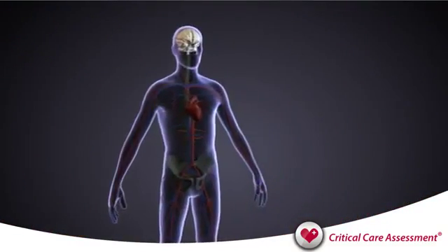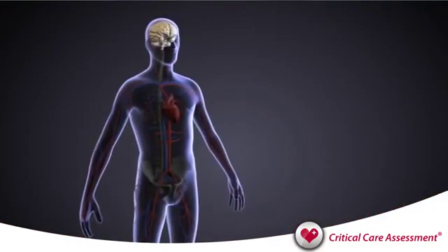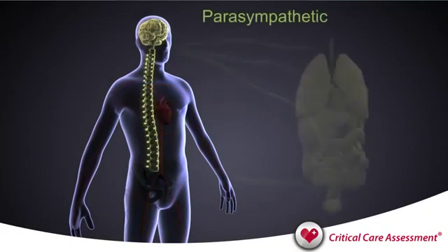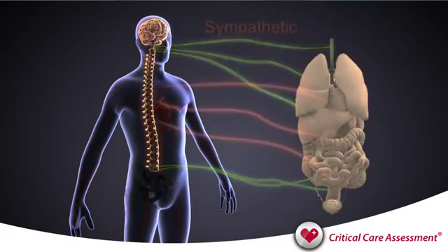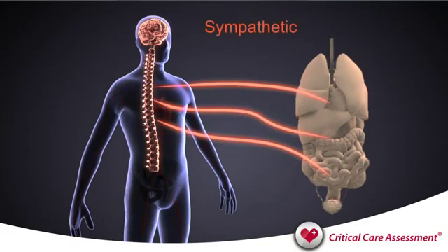Sympathetic activity in the nervous system acts like a car's gas pedal, while the parasympathetic activity acts like the brake. If the sympathetic and parasympathetic activity is out of balance, you can be at risk for heart attack or stroke. An imbalance can also affect everything from breathing disorders to digestive issues.